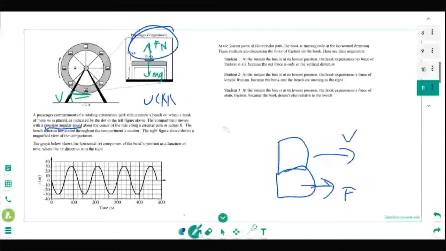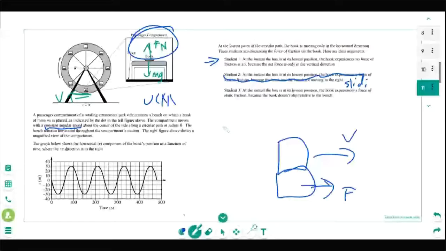Student two, I don't like student two in here. I don't like student two because if it was kinetic friction, the book would have to be sliding on the bench. And that is not what's happening here. Nowhere in this question does it say the book is sliding back and forth. So student two, I don't like because of sliding.